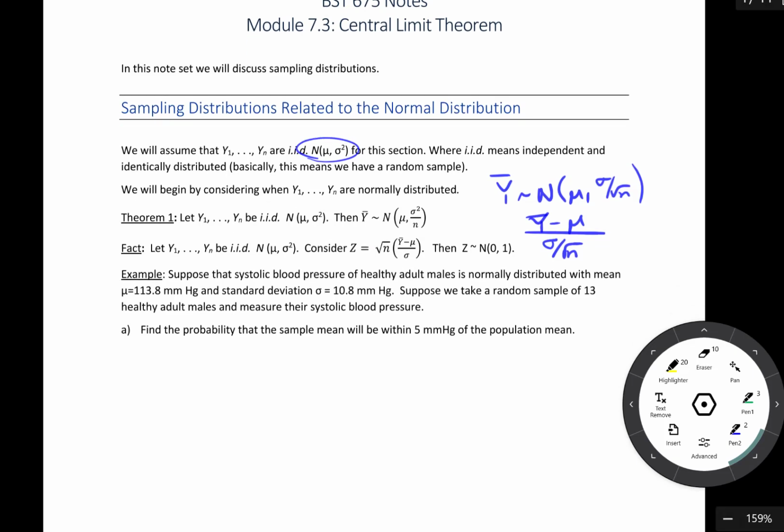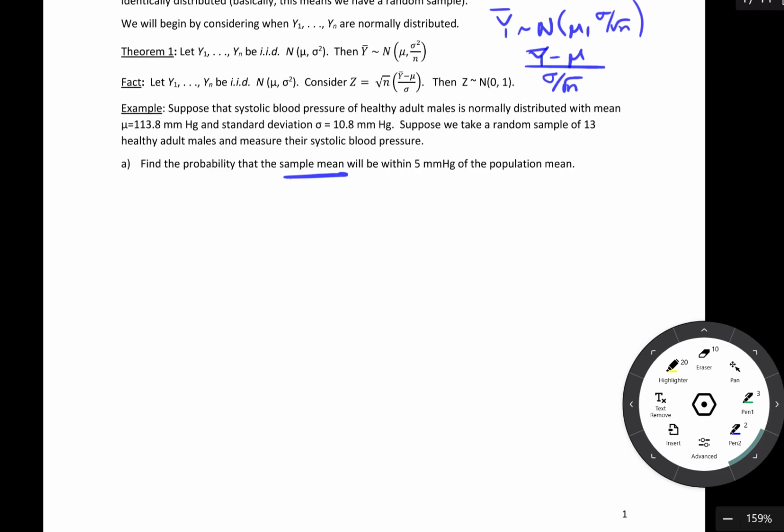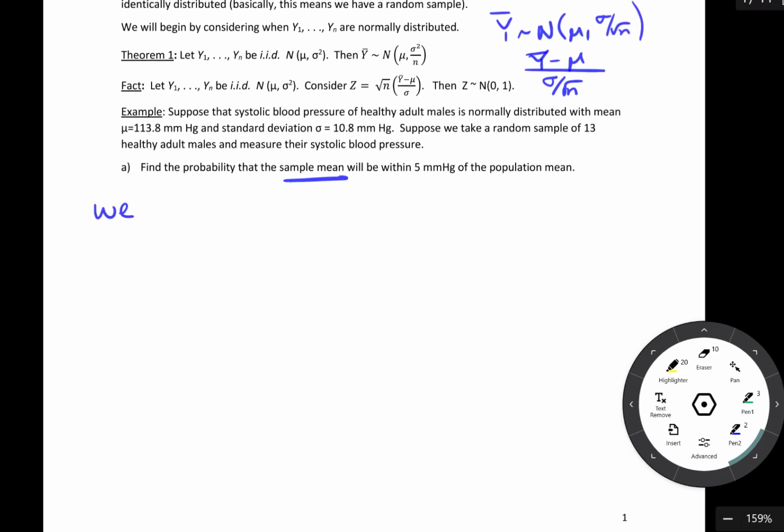So let's look at an example of how we could apply this. So suppose that systolic blood pressure of healthy adult males is normally distributed with mean mu equal to 113.8 and standard deviation equal to 10.8. Suppose we take a random sample of 13 healthy adult males and we measure their systolic blood pressure. And then we're going to use this information to find the probability that the sample mean, so notice we're talking about the probability of the sample mean, not the probability of individual observations, will be within 5 of the population mean.